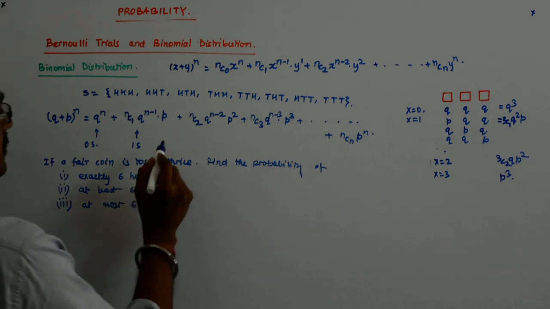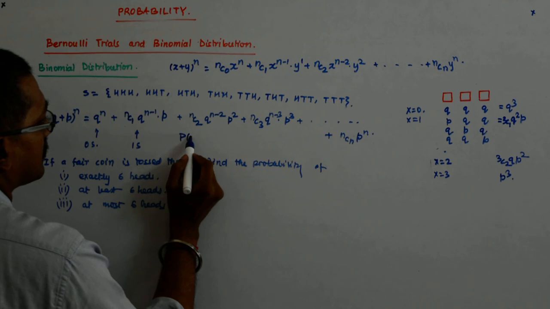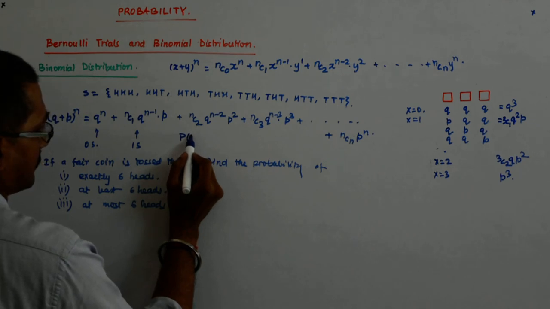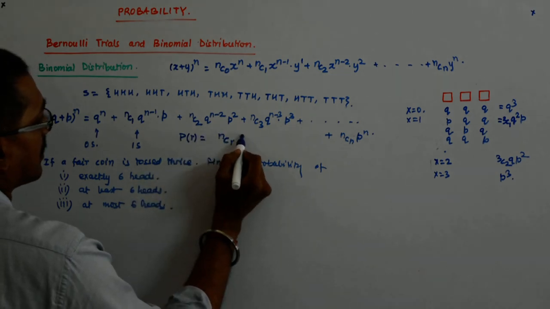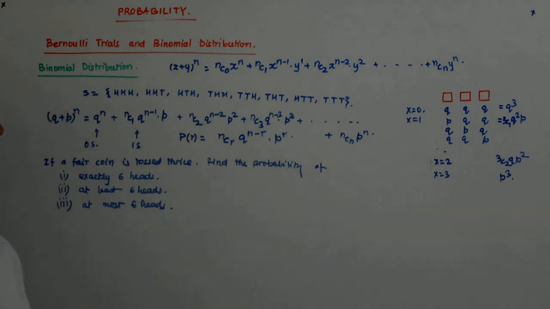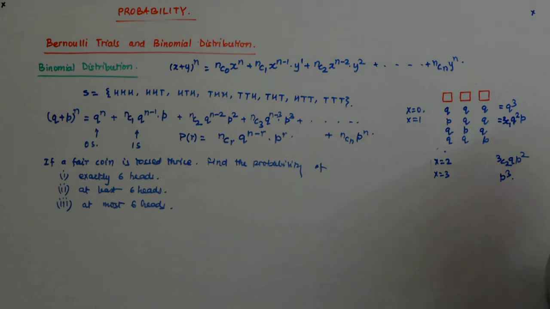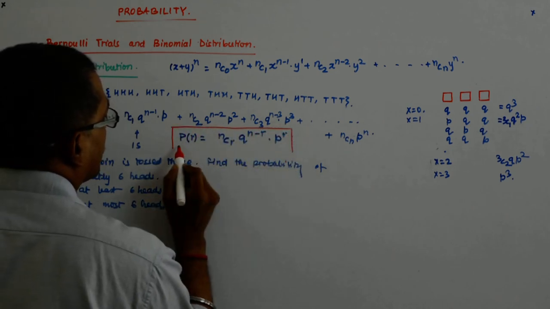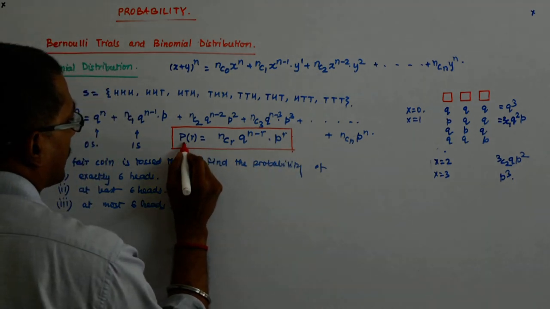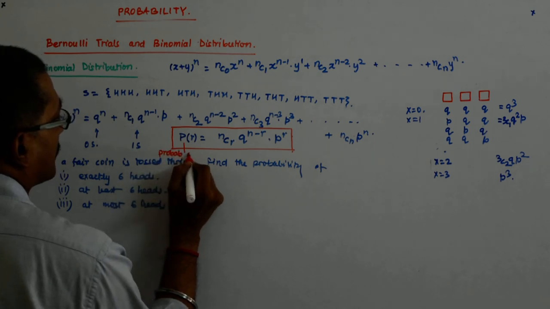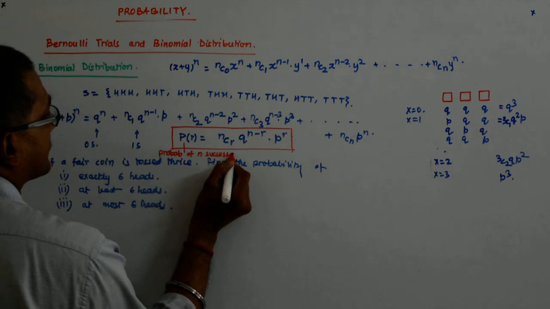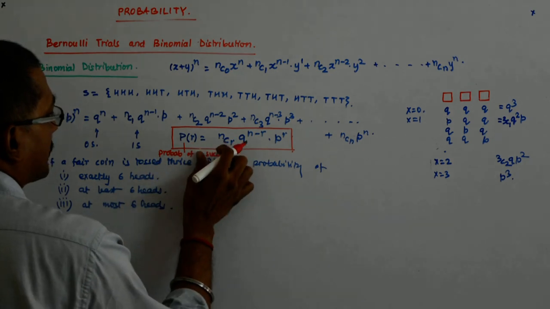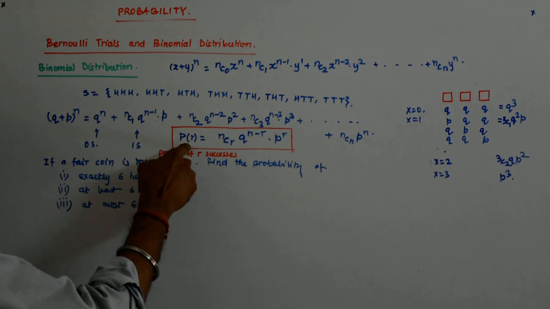So here you can say one thing, that probability of r successes is NCr Q to the power n minus r into P to the power r, where r is the number of successes. This is the probability of r successes.